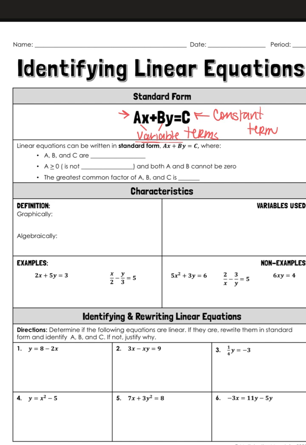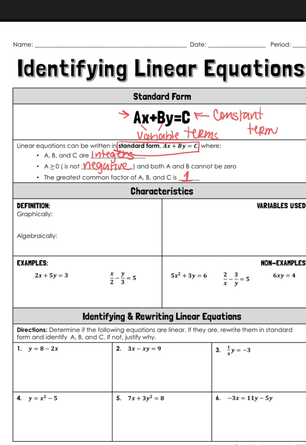Linear equations can be written in standard form, which is ax plus by equals c, and those are capital A X plus capital B Y equals capital C. And it says where A, B, and C are integers. So A, B, and C will be integers. A is greater than or equal to 0, which means it is not negative. And the greatest common factor of A, B, and C is 1.